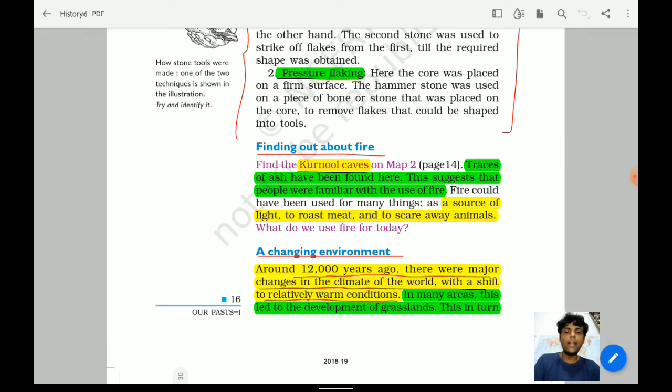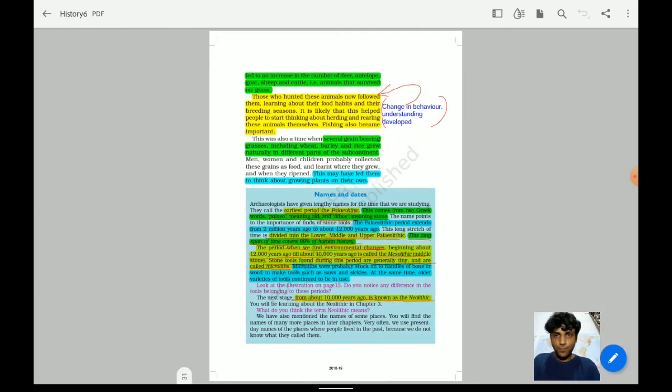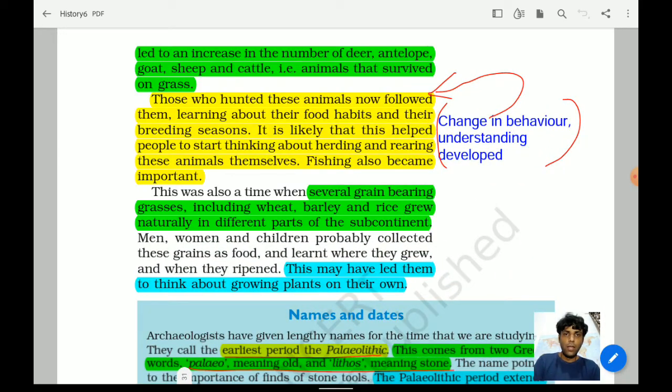Now it is referring to another factor which played an important role, a changing environment. Around 12,000 years ago, there were major changes in the climate of the world. With the shift to relatively warm conditions in many areas, this led to the development of grasslands. As the environment got warm, any ice must have melted and developed grassland, which in turn led to an increase in the number of deer, antelope, goat, sheep, cattle, animals that survived on the grass.